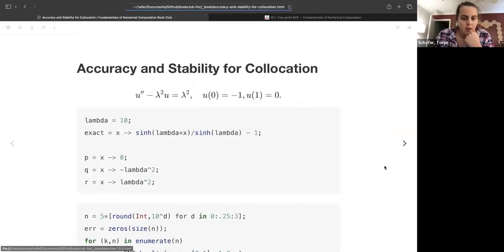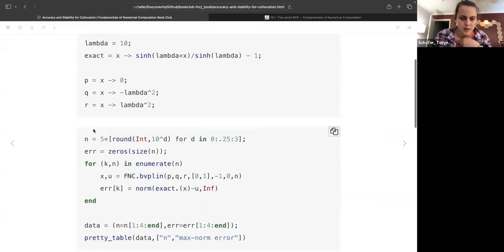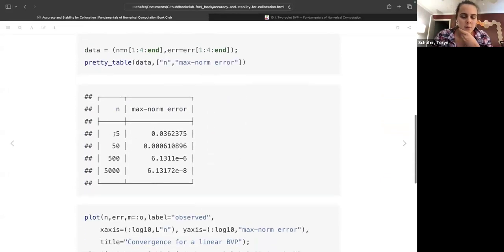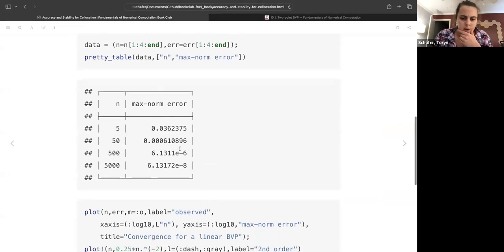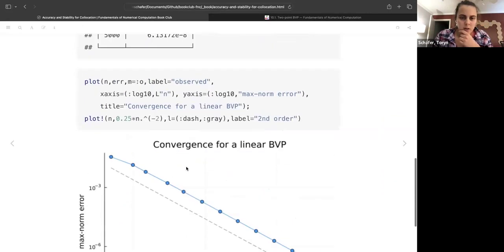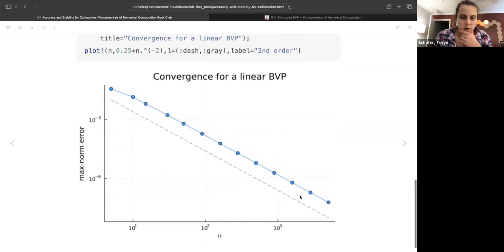Okay. So accuracy and stability. Now we're looking at this linear system as a function of lambda. And we're looking at different values for the number of nodes. As we increase the number of nodes, what happens to our accuracy? So we have this table. For every 10 order, we reduce by 10, I think was what they said. Okay, and if we plot that, we have this log order two convergence, second order convergence.